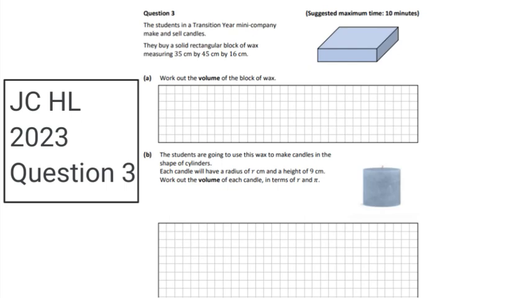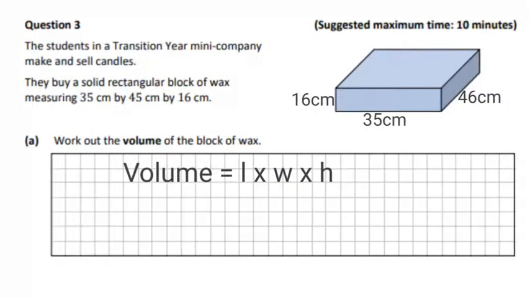Now we're on to question 3, and we have an areas and volumes question. We're going to first of all find the volume of this box here by using the formula: the volume is equal to the length by the width by the height. So substitute in your values. The length is 35, the width is 46 centimeters, and the height is 16.